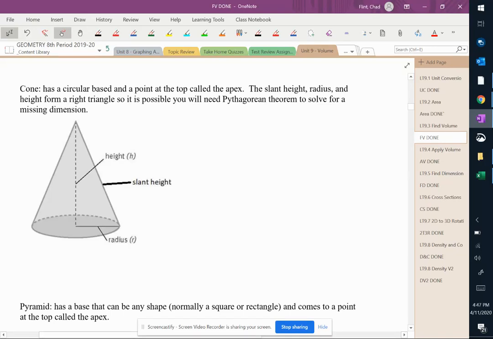Okay, quick little note about triangles and pyramids. Triangles and pyramids both have a point called the apex. It's important to understand that the apex is right there in case it ever says the line drawn from the apex to the center of the base or anything like that. So we need to know the apex is the point right at the top.